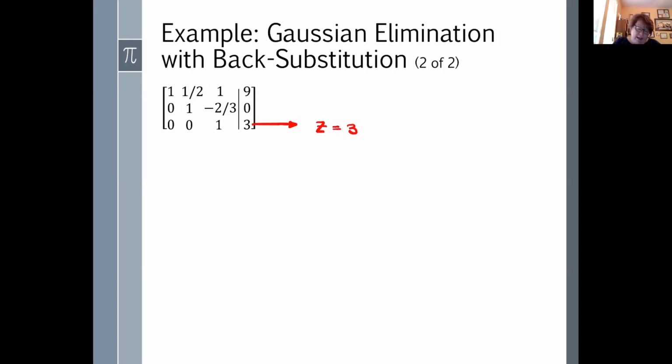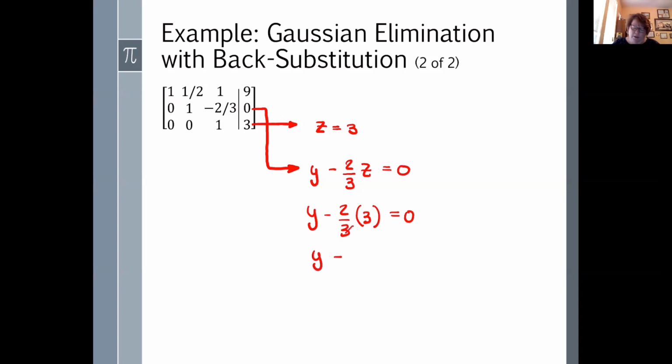Now I'm going to write this second equation, and I'm going to do this down here, just so I have a little room. Okay, this says 0x plus 1y minus 2/3 z is equal to 0. But I know what z is. Z is 3. So I'm going to replace z with 3. I get y minus, the 3's will cancel, 2 is 0. Add 2 to both sides, and I get y is 2.